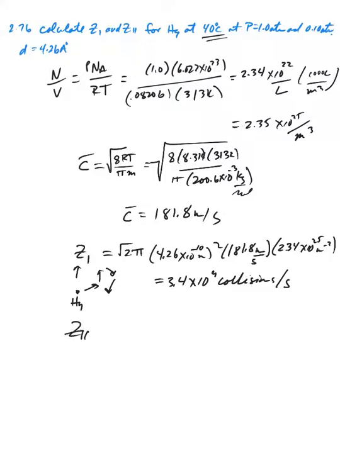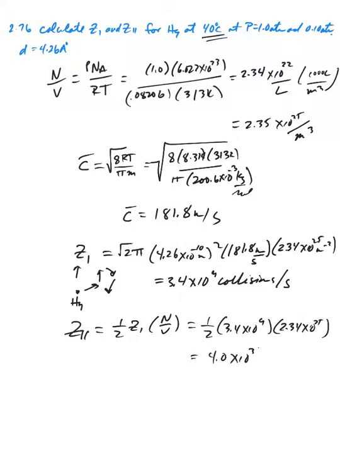The binary collision number is the total number of unique collisions that occur in a sample. That reduces to 1/2 times Z1 times the number density. I'm not going to go through all of that again. So I'll just plug in the number that we calculated just above and then multiply it times that number density. And here I get 4.04 times 10 to the 34th.